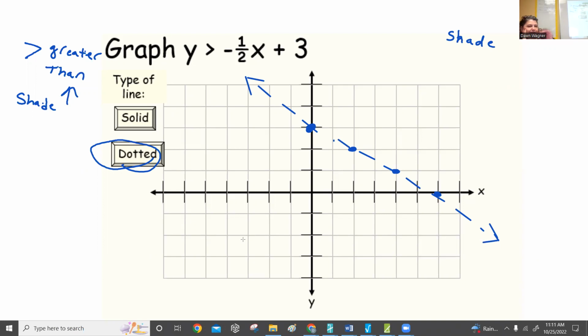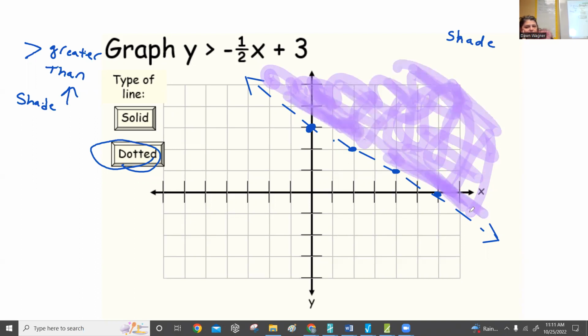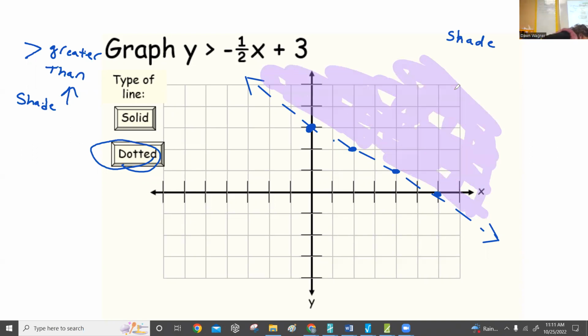And we said we were going to shade up or down. We're going to shade up. So we would shade this way. Whee! Now I have colored pencils. The colored pencils are actually more useful for tomorrow's lesson. But if you want to shade with the colored pencils, you're more than welcome to. And I may need to put some more colored pencils up.